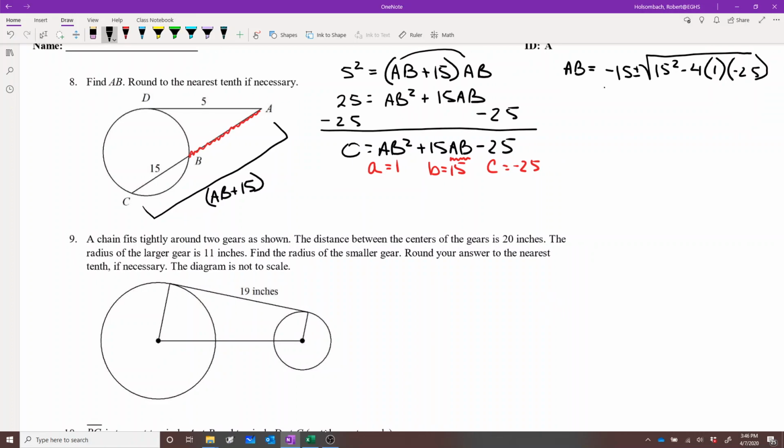And we're going to divide all of that by 2 times A, which is 2 times 1. So what it boils down to is AB is equal to 15 plus or minus the square root of 325 divided by 2.